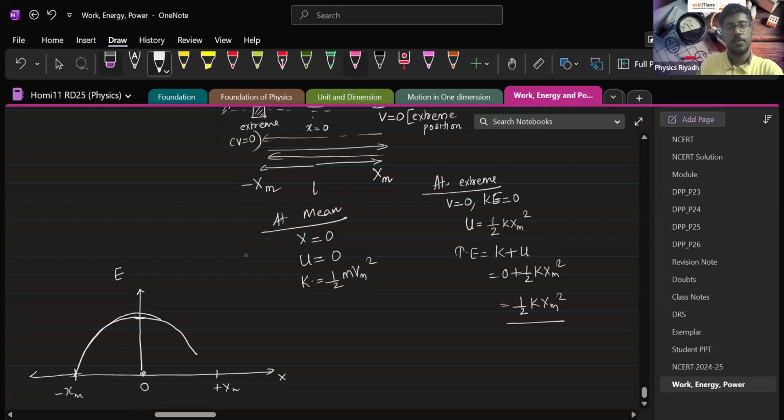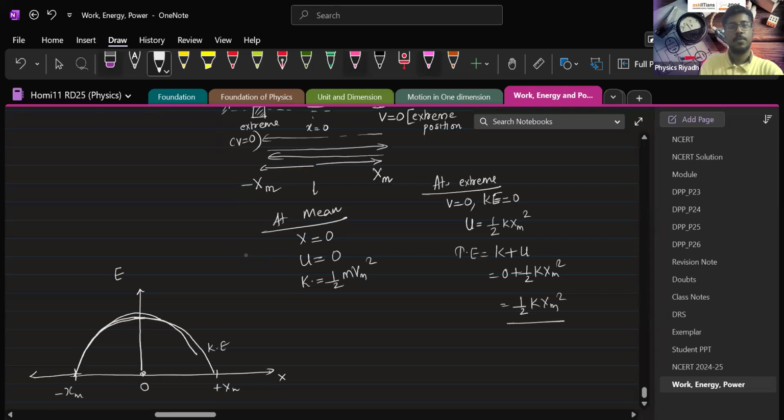This is the graph for kinetic energy of the spring. Why is it curved shape like this? Why is it parabolic? Because the equation has a square term of x. So if there is a square term, it's a parabolic shape. Similarly, this is the graph for kinetic energy.